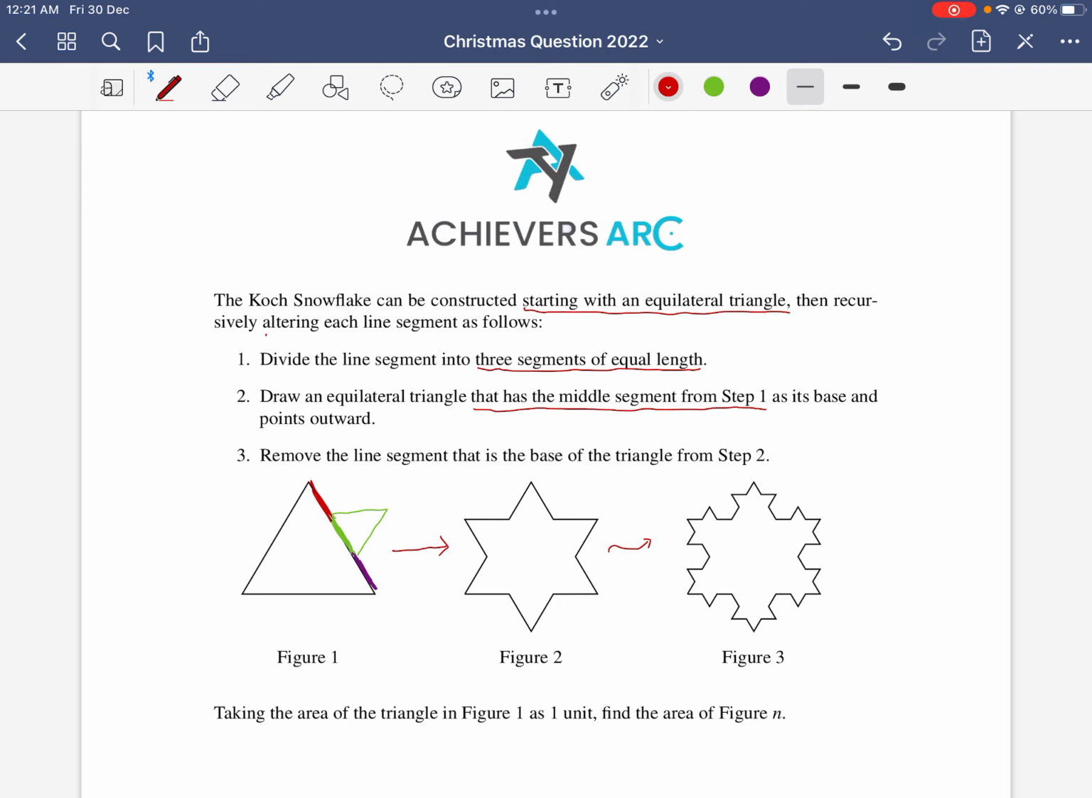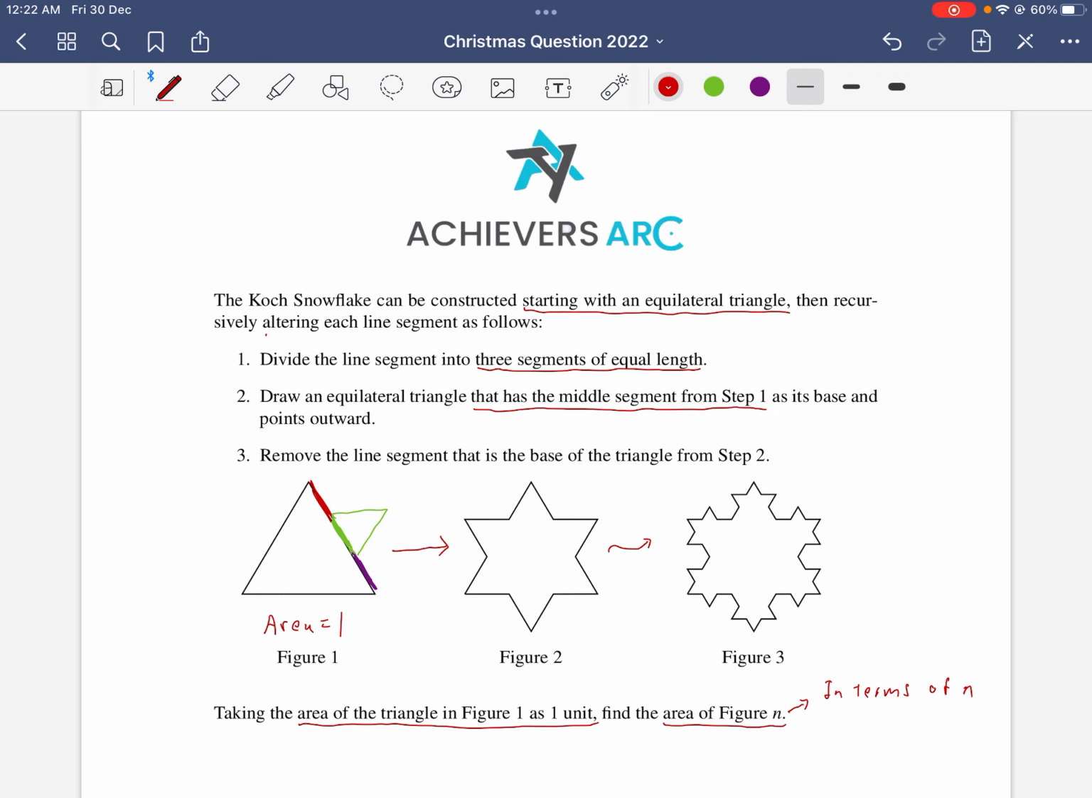So let's take a look at what the question is asking. Find the area of the triangle in figure n, taking the area of the triangle in figure 1 as 1 unit. Alright, so the area of this is 1. We need to find the area of figure n. So it looks a little bit daunting. We can see that we need to find it in terms of n, and we'll need to be able to identify a little bit of patterns.